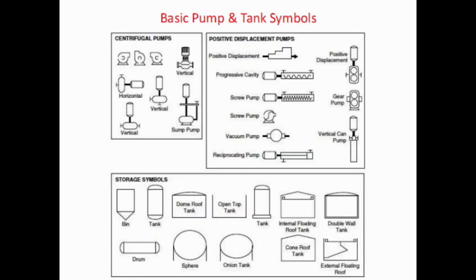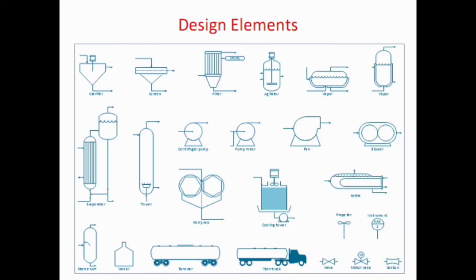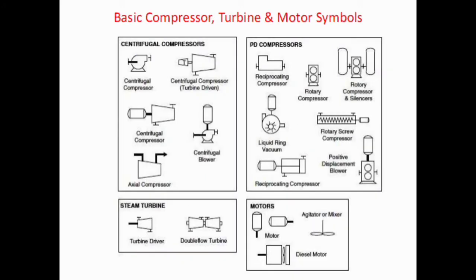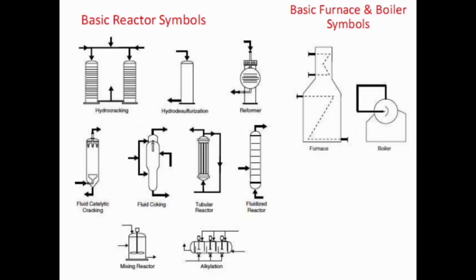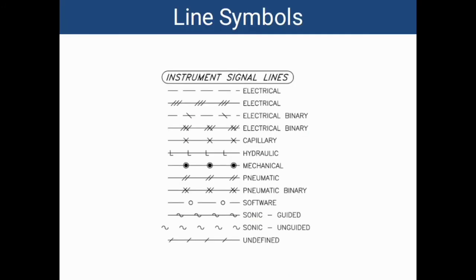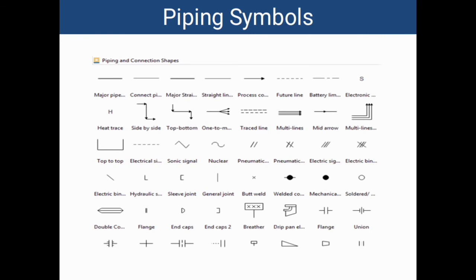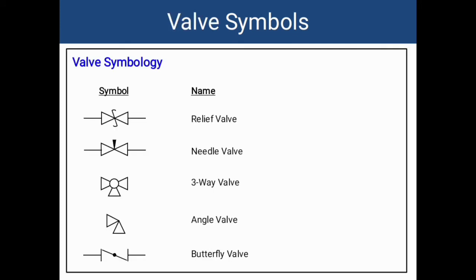These are the basic pump and tank symbols used in the P&I diagram. Then design elements. Next, the basic compressor, turbine and motor symbols. Then basic heat exchanger and cooling tower symbols. Basic reactor symbols, furnace and boiler symbols. Line symbols, whether it is an electrical line, pneumatic line, capillary tube, or hydraulic line, like that. Then piping symbols and valve symbols.